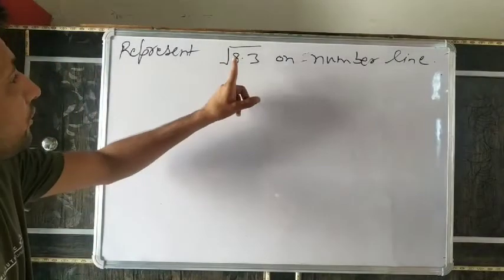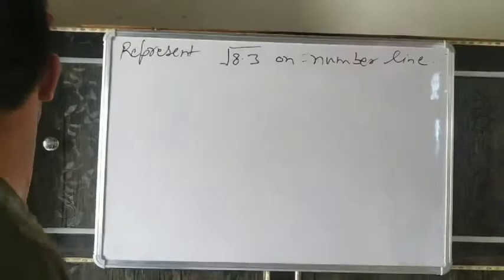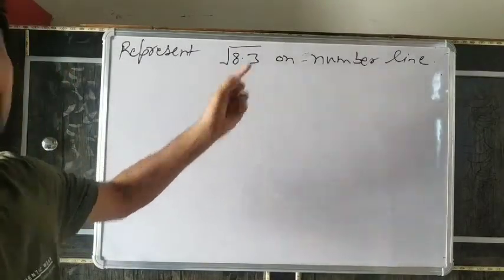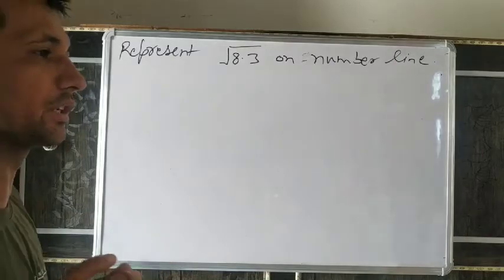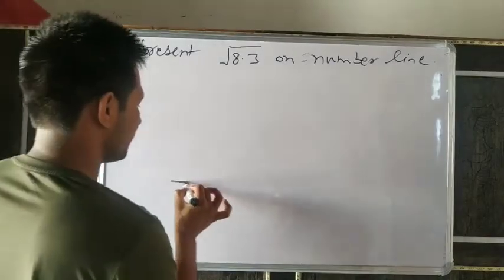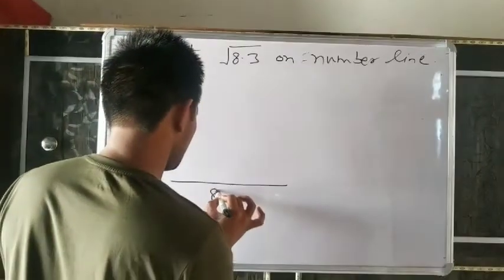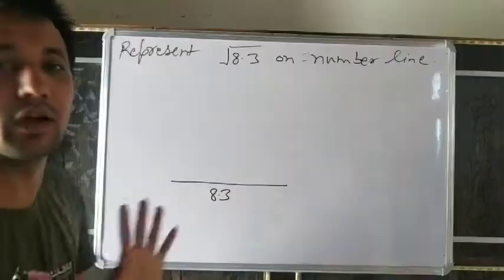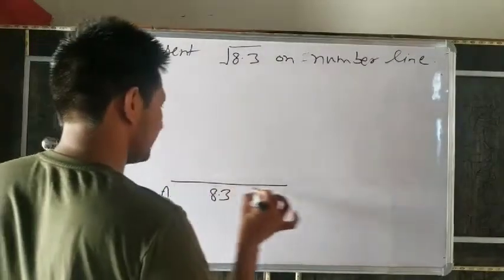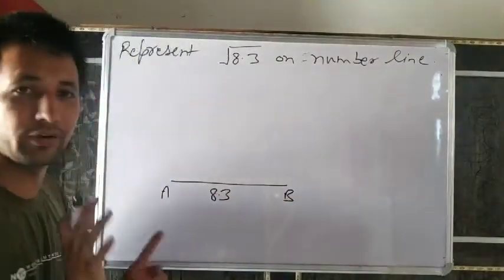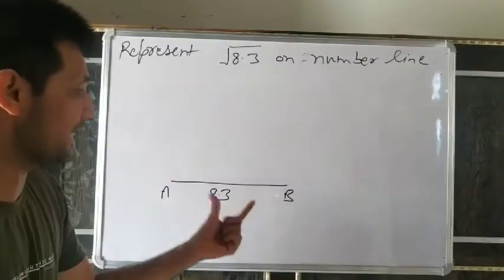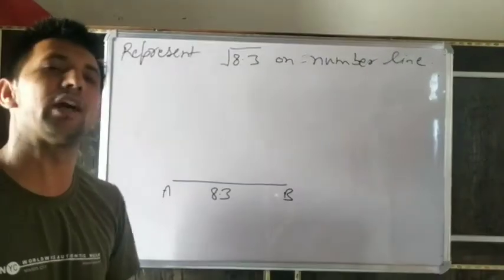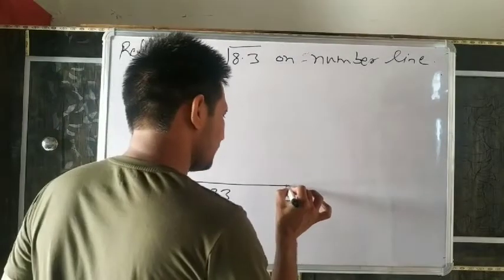Every time when we represent any number on the number line under the root, what is the number? 8.3. So first we will take a line of length 8.3 on a scale. What number is given under the root? We will take a line. Understand? Suppose it is A, it is B. After this, we extend this line by 1 centimeter. In every case, we will extend how much? 1 centimeter.